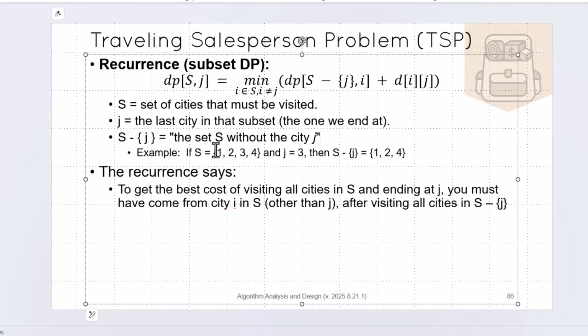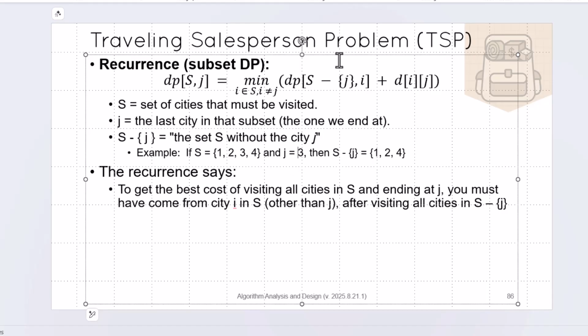An example would be if S is 1, 2, 3, 4, integers or cities, or pens with cows in them, it doesn't matter, and j equals 3. Then S minus j would be you take out the 3, so you end up with 1, 2, 4.